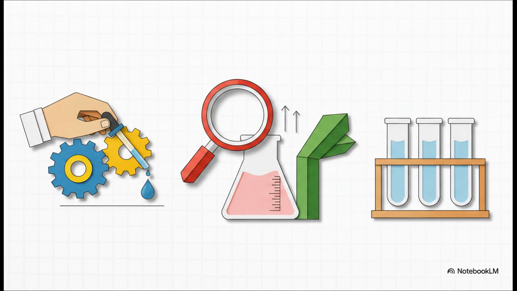And finally, the control variables. These are the things that must stay exactly the same. Listen, having more than one independent variable means your experiment is not a FAIR test. If you change the height of a ramp and the weight of a toy car at the exact same time, you'll literally have no idea which change actually caused the car to roll faster.